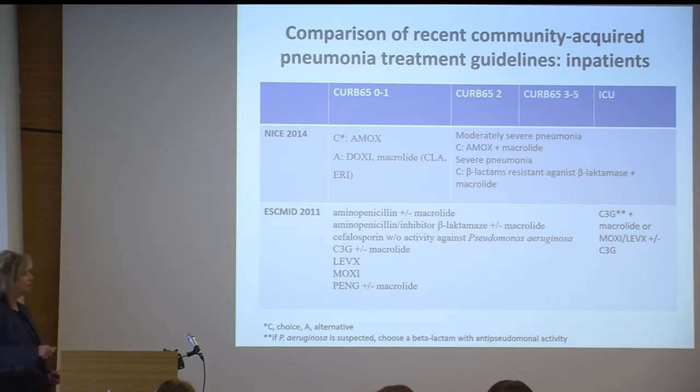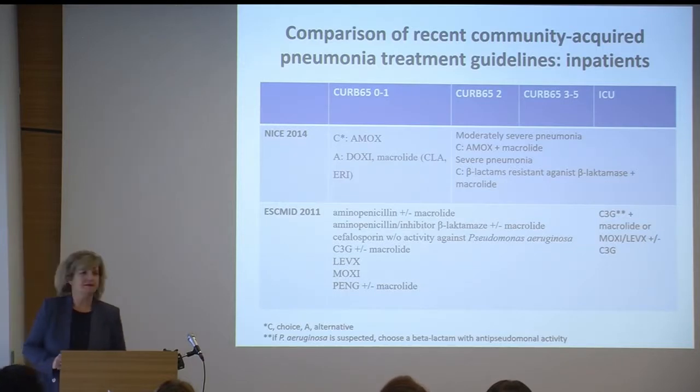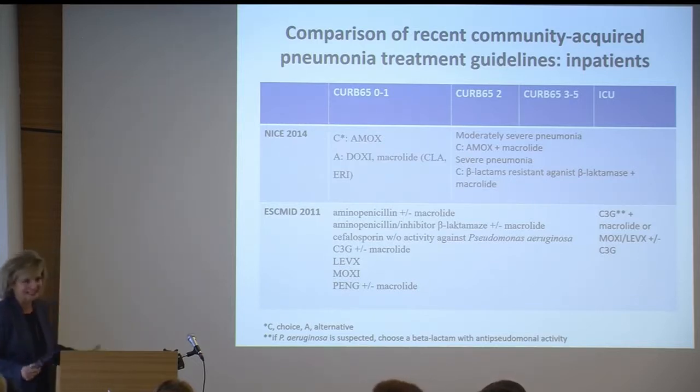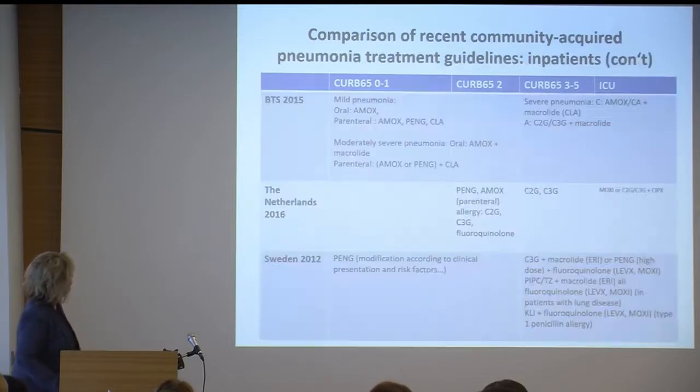Why do you think there are so many choices in ESCMID guidelines? Yes, because it's so difficult to get consensus for two reasons. The resistance patterns are different, but there is one more thing. People are used to one type of treatment, and we all believe that what we do in our hospital, in our office, is the best thing. So this is something we would like to have in the guidelines. So it's like European Union, no difference.